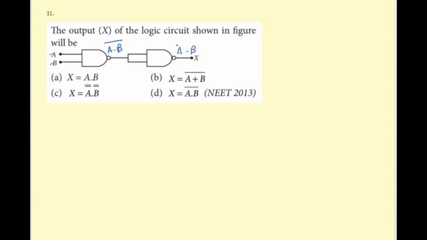So it will act like a NOT gate. Though it is a NAND gate, being a single input, it will act like a NOT gate. So from this equation it will be A dot B only, and this is our correct answer. A is equal to A dot B, that is option A. Option A will be the correct answer.